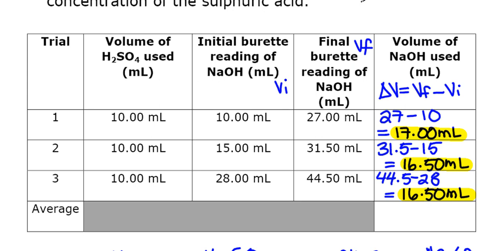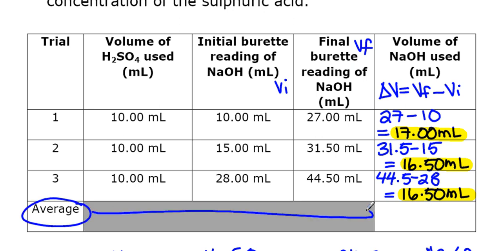But if you're pretty happy that you've done the best job you can without making any human errors along the way, you keep your data, and all the data is pretty close. And to make it more accurate, this is where the average comes in. So when we see average down here, we want to average these three values together. So 17 plus 16.5 plus 16.5, 3 trials, we divide it by 3. So the average of these 3 is going to be 16.67 milliliters.